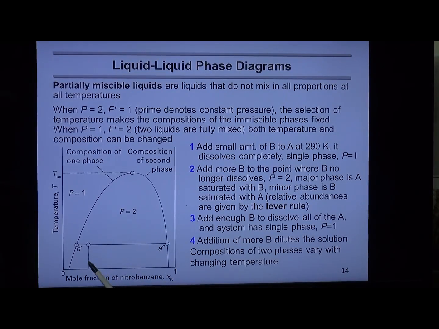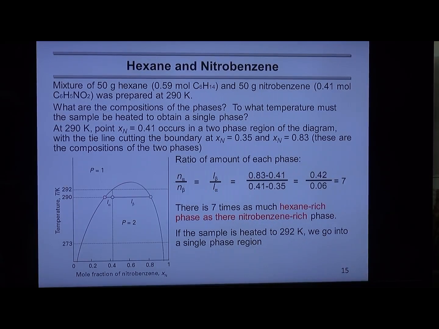Then, what if the mole fraction of B is here, A here? As you remember, there are two different phases, A saturated with B and B saturated with A, and the relative amount of these two different phases can be determined by the lever rule, as we have learned, right? If you know the length of this and this, we can determine the relative amount of each of these phases, as shown in this example.